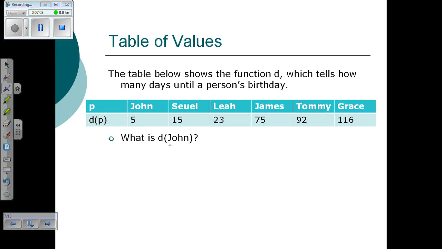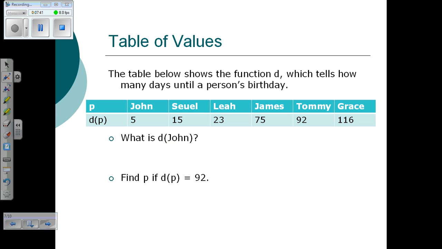So the first question is, what is d of John? Since I'm giving you the value in the parentheses, I'm giving you the input. I'm giving you the input value as John, and your job is to tell me what the output is for John. So if I put John into this function, the answer will be 5. That means it's 5 days until John's birthday.